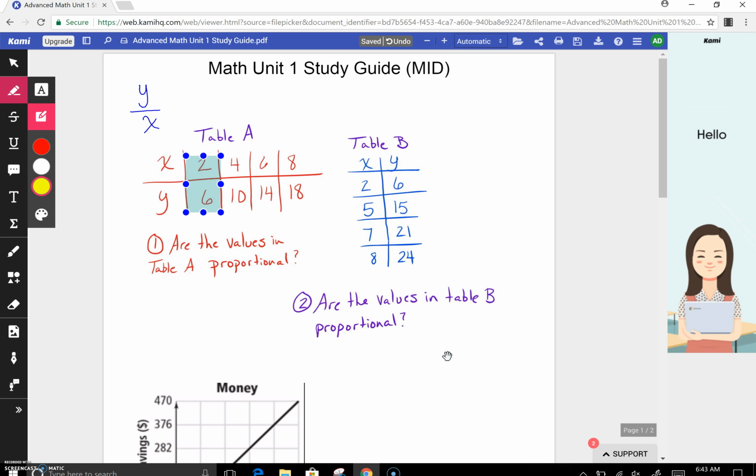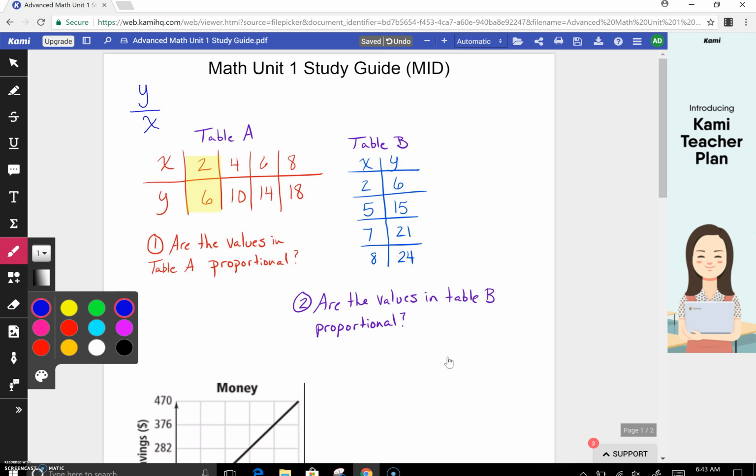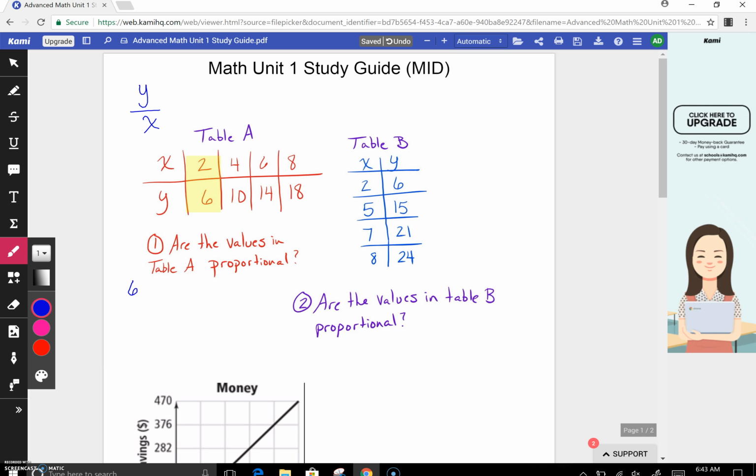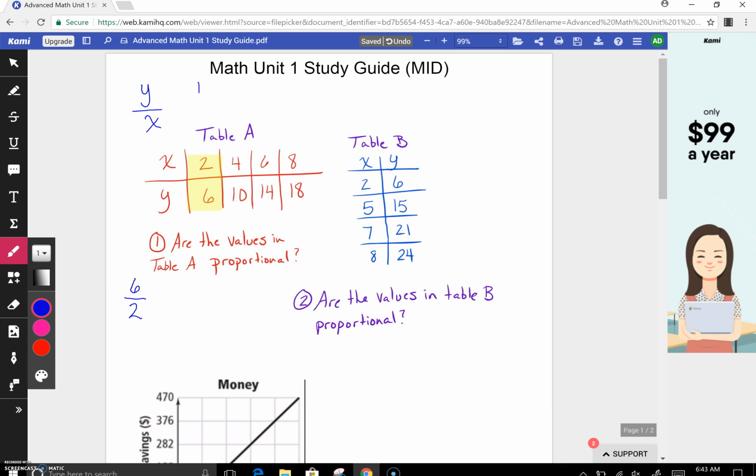First column of the table, we have an x value of 2, y value of 6. So we're going to make a ratio of y over x. That's going to be 6 over 2. We're going to do the same thing for the next column of the table. It's going to be 10 over 4. Write that one up here where I have room. Next is going to be 14 over 6. And these are generic values. They don't really mean anything other than their number. And then 18 over 8.